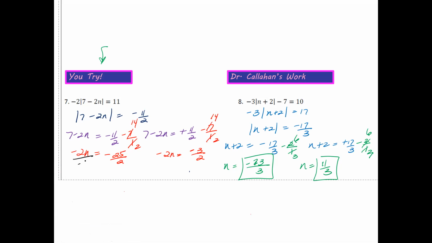Then we're going to divide it by negative 2 on both sides. So n equals, in this case, it's going to give you a positive 25 over 4. And that is your first answer. Similarly here, n equals positive 6 over 4, which you can reduce to 3 over 2. And those are your answers.